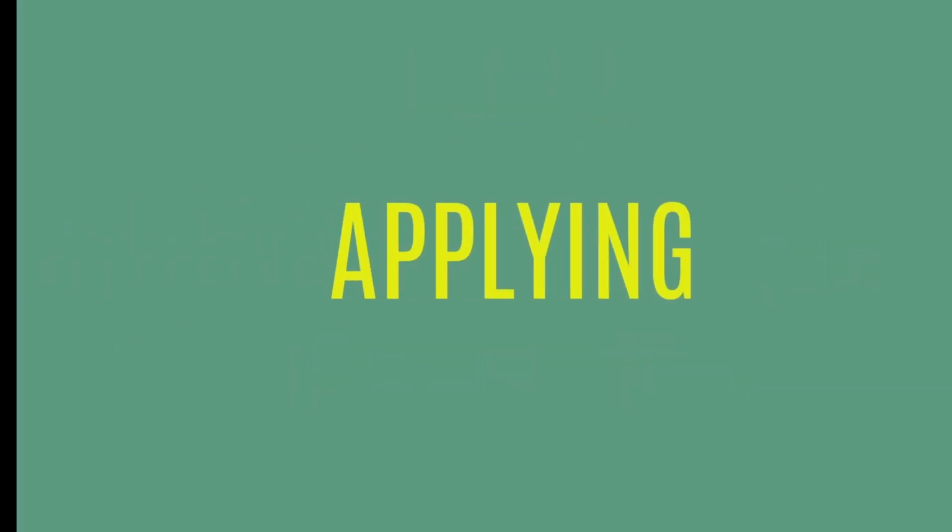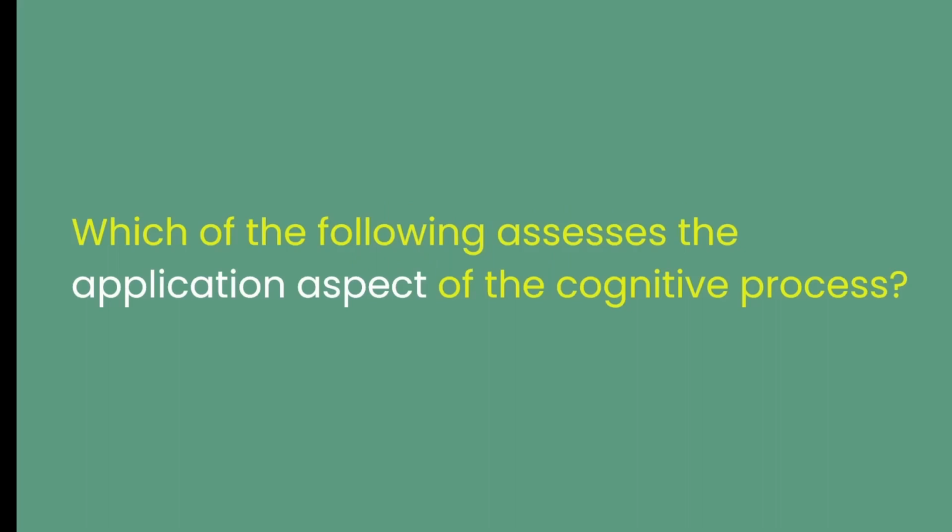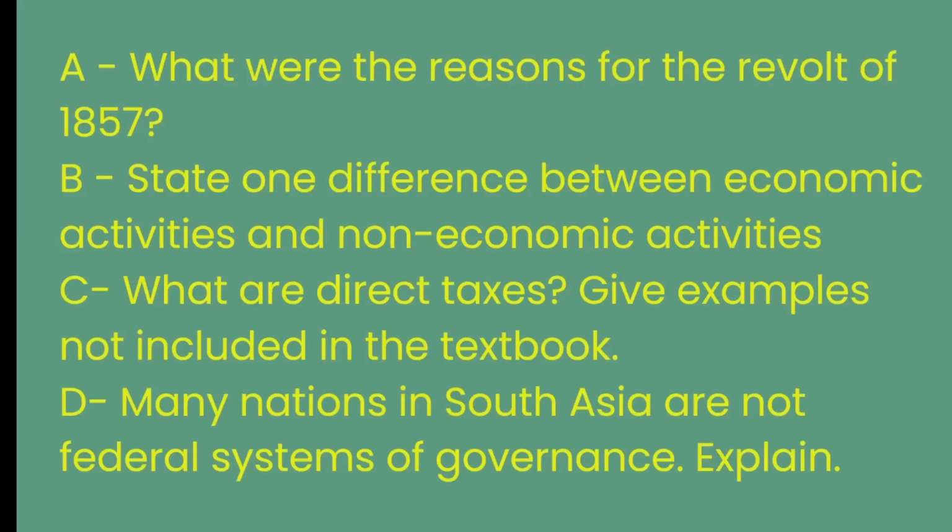Let's see a question on applying. Which of the following assesses the application aspect of the cognitive process? A. What were the reasons for the revolt of 1857? So you're being asked the reasons. This is a factual question. B. State one difference between economic activities and non-economic activities. When you're giving differences, you're basically understanding and being able to give the differences.